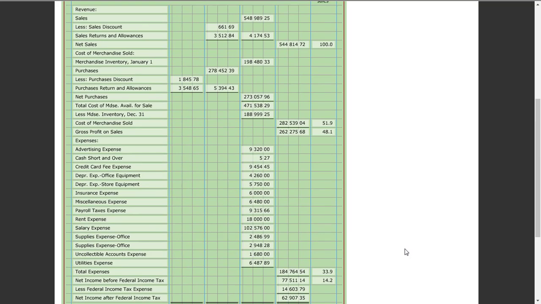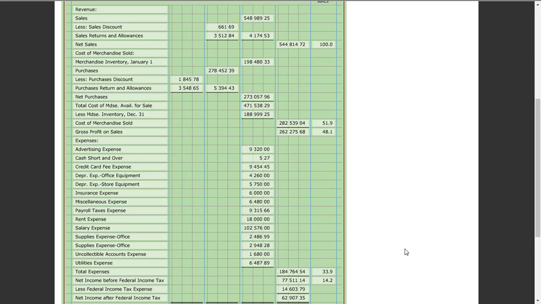These percents are powerful. What does this mean? Okay? For every dollar sold, 52 cents of it goes to the cost of the merchandise. Does that make sense? For every dollar sold, 48.1 is gross profit. Now, gross profit is before expenses. When I take a look at every dollar sold, 34 cents covers my expenses.